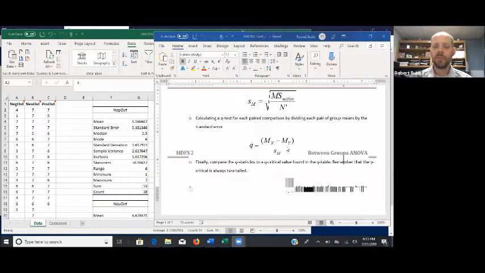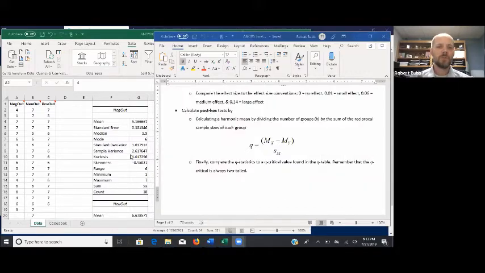So essentially, we're doing three separate comparisons, just like we would with a t-test, except we're going to control for alpha inflation. And you remember from the narrated PowerPoint, we talked about alpha inflation. Okay, so let's go back to our spreadsheet.